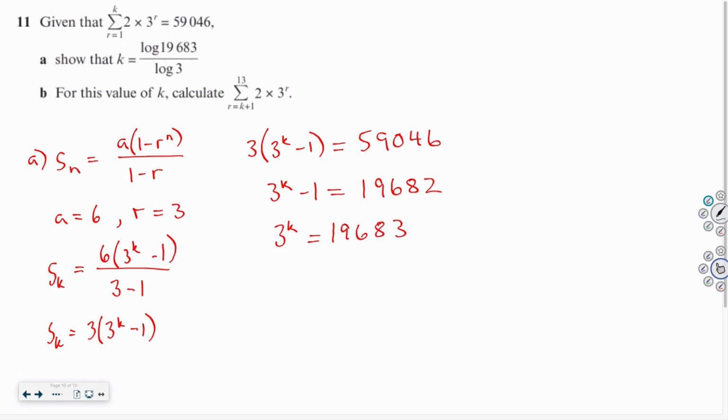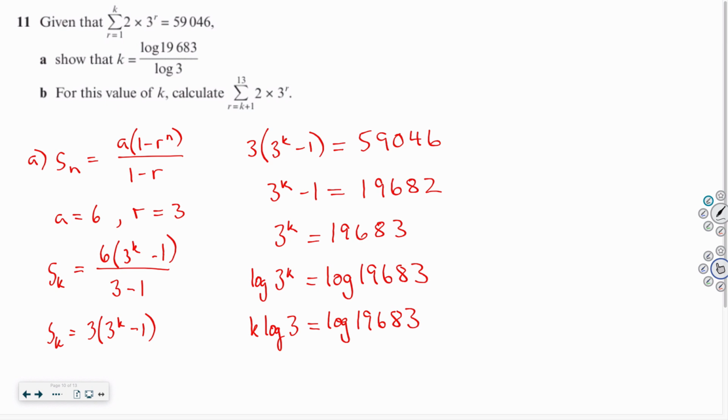And if we take logs of both sides, log of 3 to the k is going to be equal to log of 19,683. Bringing that k down to the front, we can say k log of 3 is equal to log of 19,683. And then dividing by the log of 3, we can say k is log of 19,683 divided by log of 3. And we've got that as required in the question.